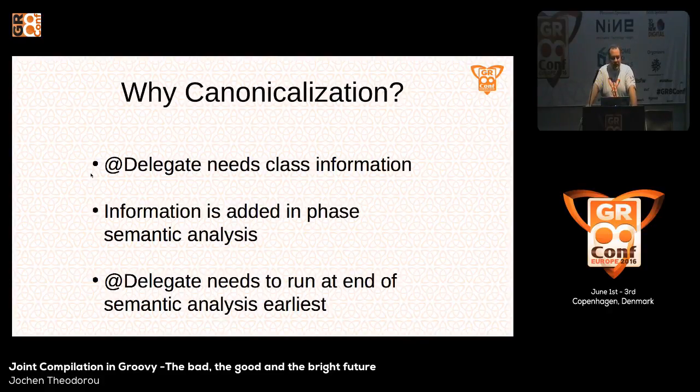So why are we in canonicalization with the delegate transform? Because a delegate needs to be able to look at the structure of a class it's delegating to. If you compile something which is written in Groovy, this is not really a problem if it's source code, because then we have all the information. But if it's a pre-compiled class, then we first have to resolve the class and load the class and get the information of that. And that happens in semantic analysis. So the earliest phase a delegate can run is at the end of semantic analysis or somewhere in canonicalization, which doesn't really make a big difference in this case. We decided for canonicalization.